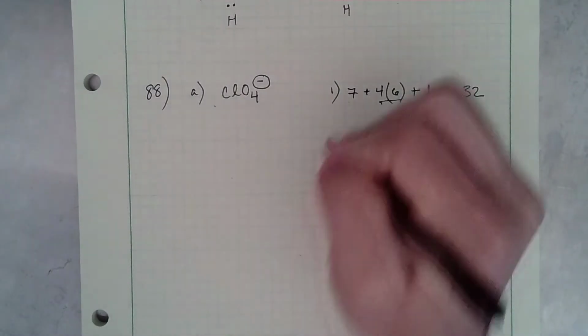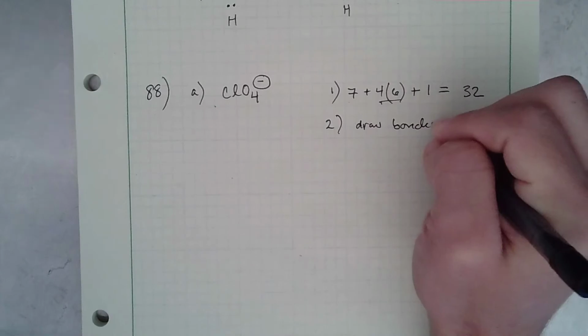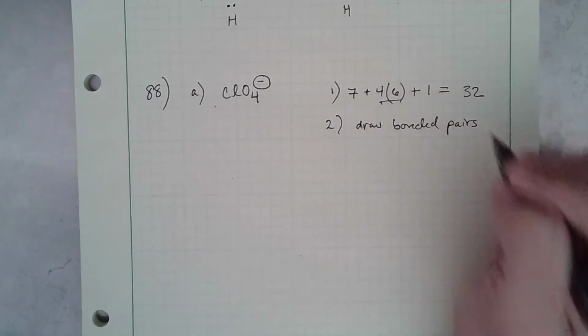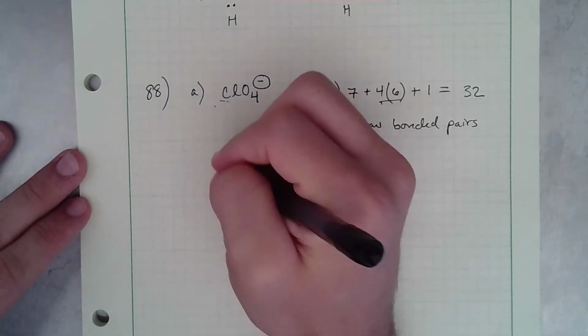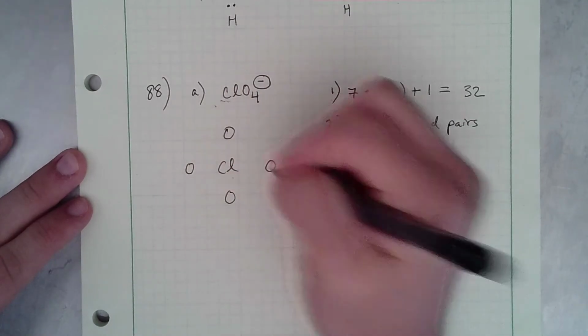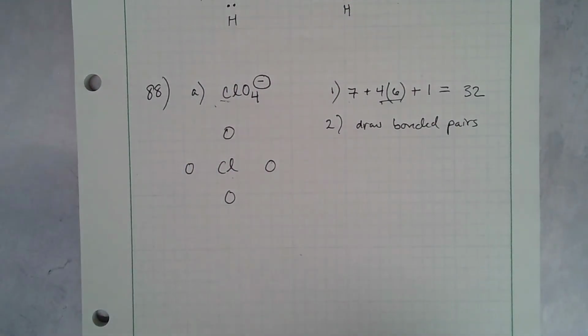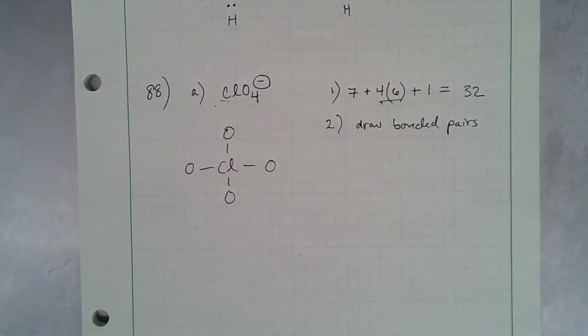All right, so once again, step 2 is to draw the bonded pairs. So let's see, chlorine is probably going to be my central atom here, since I have 4 oxygens. Okay, so I need to have at least 1 bonded pair, okay, so let's see, between each oxygen and chlorine. Okay, that accounts for 8 of my electrons, 8 of my 32.